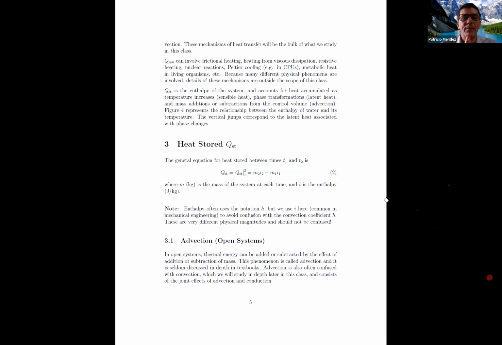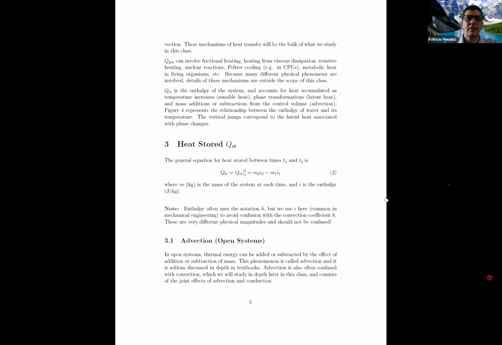Let's talk a little bit more about the heat stored. You guys already had thermodynamics, and this is exactly what this is, but we're going to put it in context. We're going to put it to good use, and we're going to build on it in our design of engineering equipment, such as heat exchangers or CPUs.